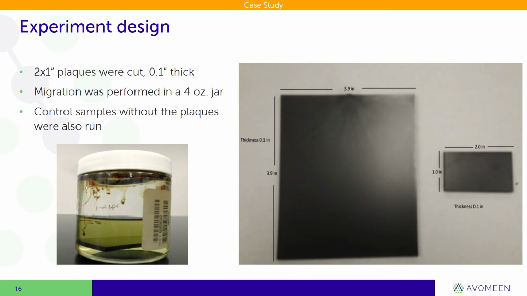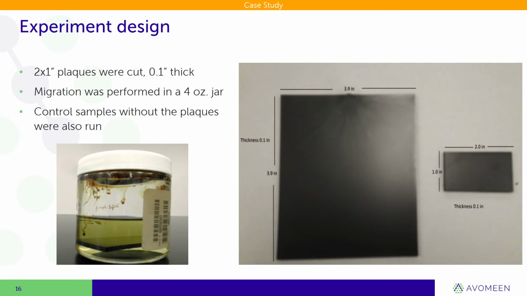Now, for the experimental design, we took sheets of this and cut it into 2 by 1 inch plaques, 0.1 inches thick, which is more than thick enough to have two-sided migration, and did the 4-ounce jars. Now we ran control samples of the oil without the plaques. You always do that to make sure your food simulating solvent isn't contaminated. There shouldn't be much plasticware that touched, but if there's anything in your analytical system or workup, you want to run your blanks so that you see that the peak didn't come from the sample. It was in your control, so it was in the blank.